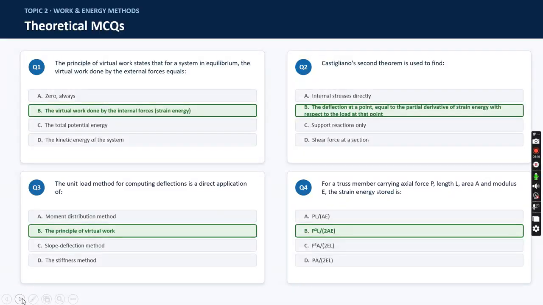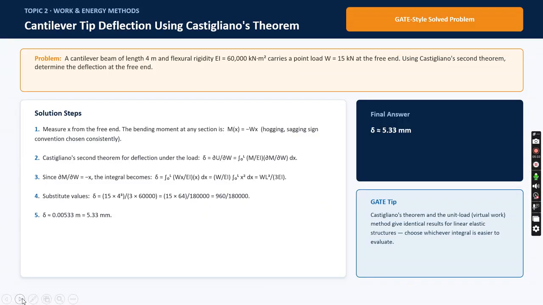See, these MCQs are not very simple MCQs. These MCQs have already come in IES exams as well as previous GATE exams. These are very important MCQs. Please go through these MCQs before the examinations. Next comes the problem.